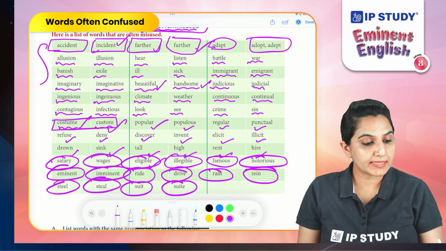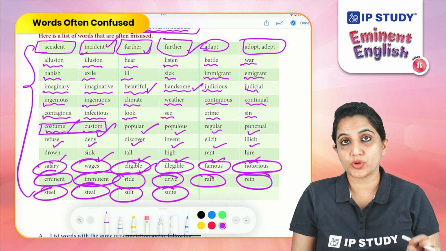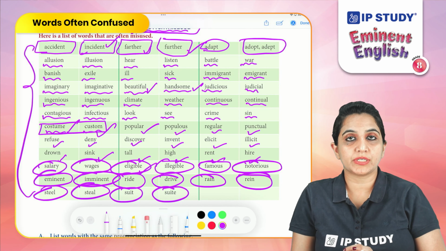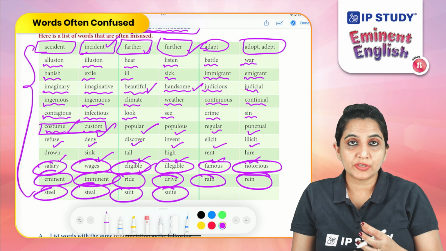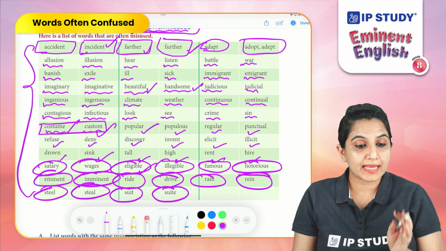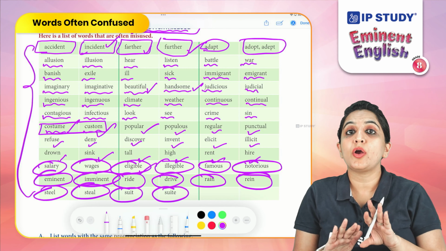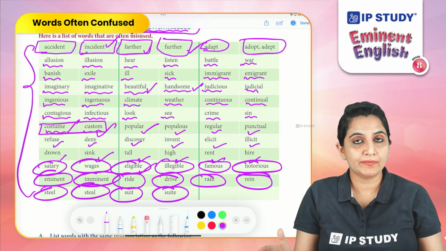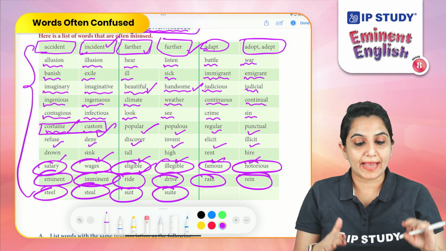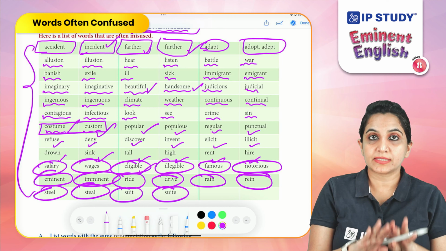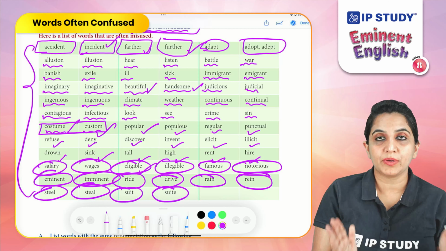So for this exercise also, I would want all of you to take out your dictionaries and find the meanings on your own. Try to use them in your sentences. That will help you to differentiate both the words correctly. We have discussed a few words here in this lecture video, and the rest of the words you can study and differentiate them correctly.